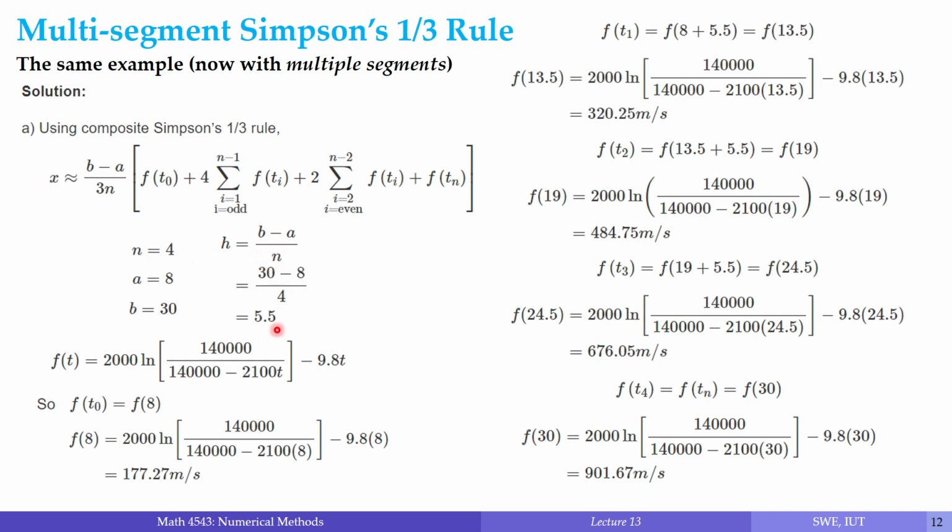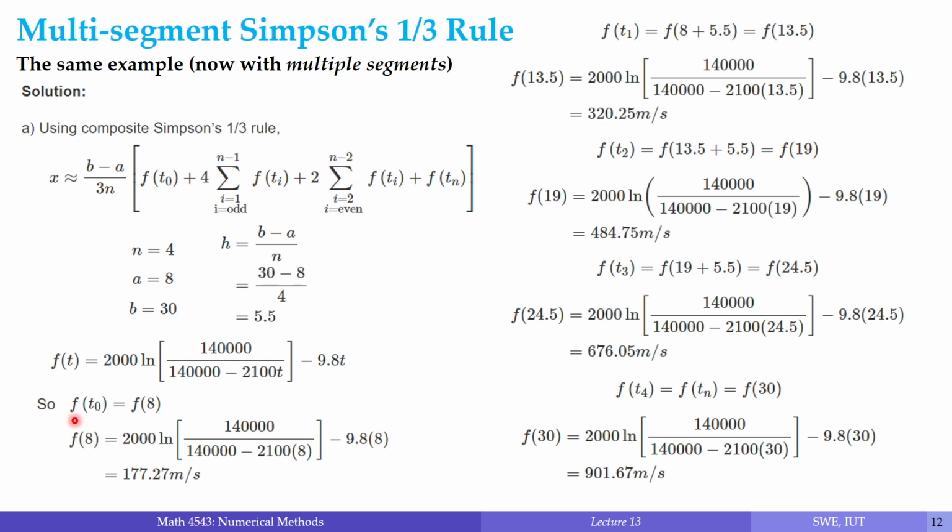We'll do that and we see the step size is 5.5, right? We know the step size is the width of a single segment, right? So we know the width of a single segment. Now we can find the value of t naught, we can find the value of t1, t2, t3 and t4, right? Since we are working with four segments, we need to find the value up to t4. After we find the value of these respective t values, we'll find their respective functional values, right?